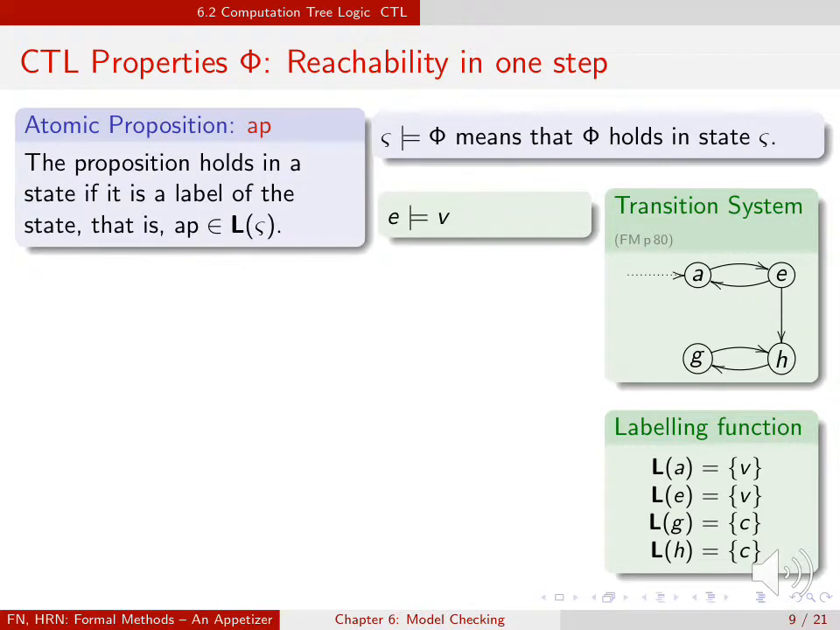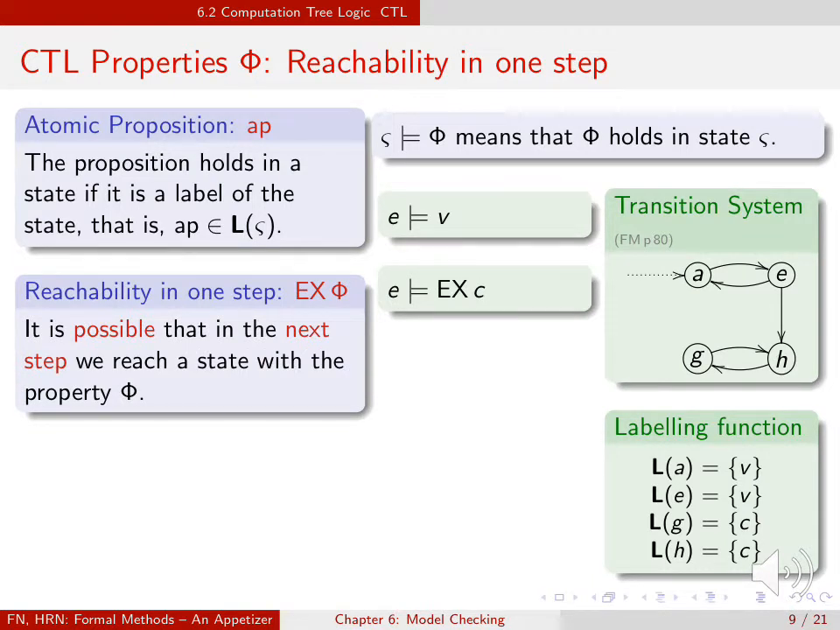An atomic proposition holds in a state if and only if the labeling function for the state contains the atomic proposition. In the example on the right, we write E models V to indicate that in the state E, the property V holds. In general, what is to the left of this models symbol is the state sigma, and what is to the right is a formula phi in the logic we are looking at.